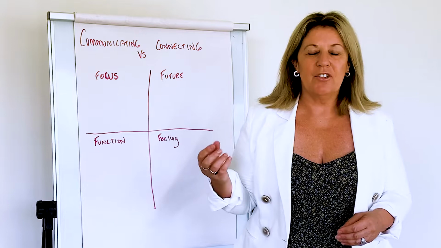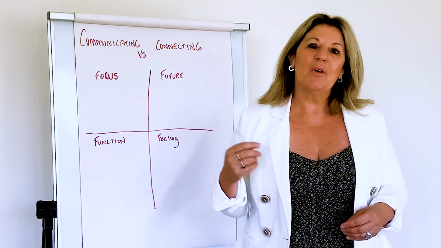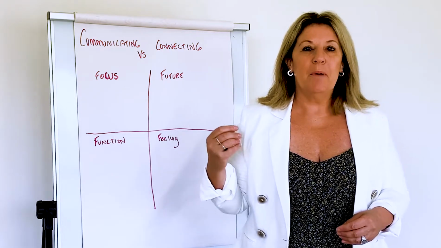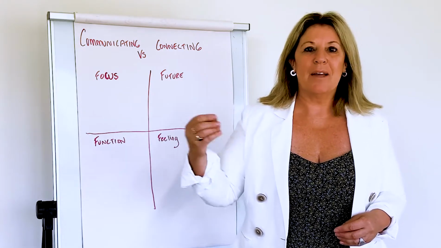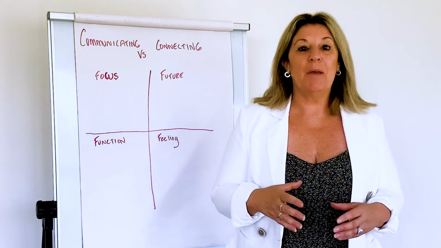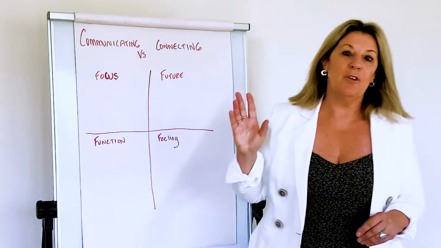Where is their attention? Is their attention on the problem that they have, or is their attention on the products that you're offering? So, being aware of the focus of where somebody else is at is one of the key steps to be able to connect versus communicate. So, number 2 is future.